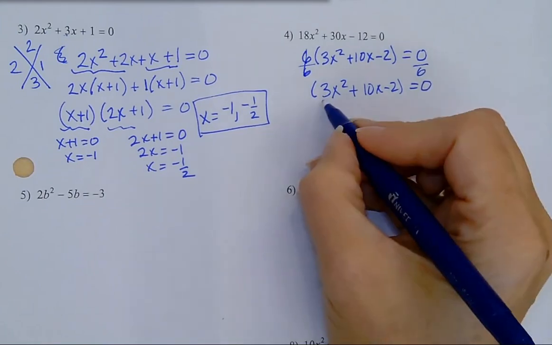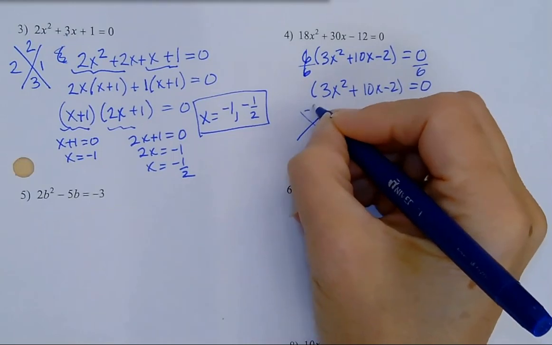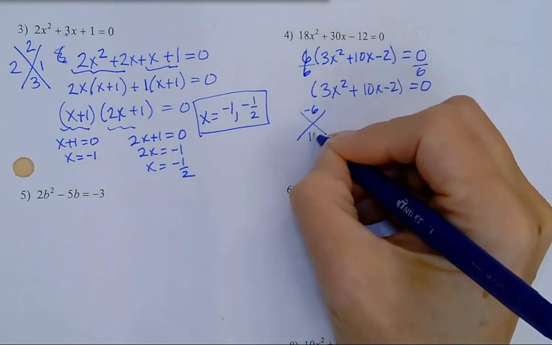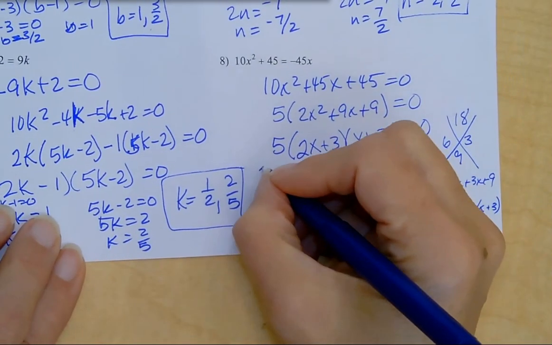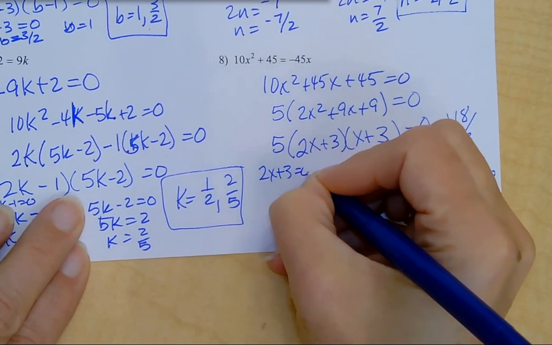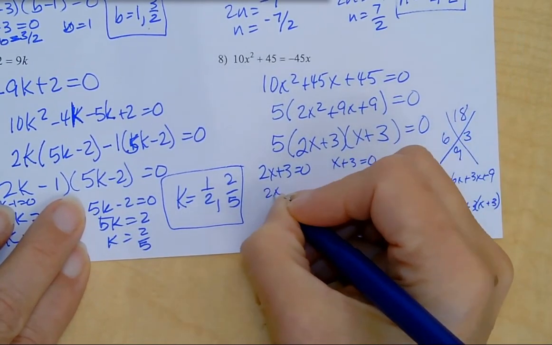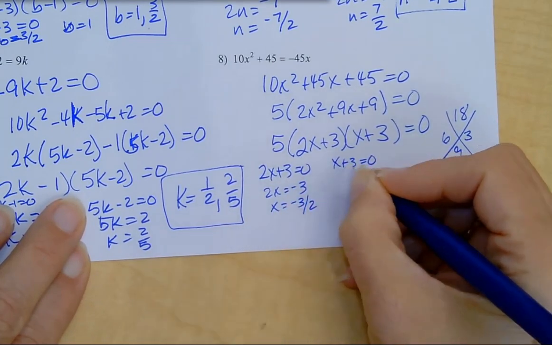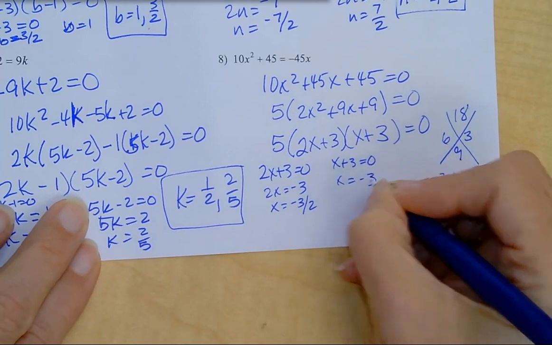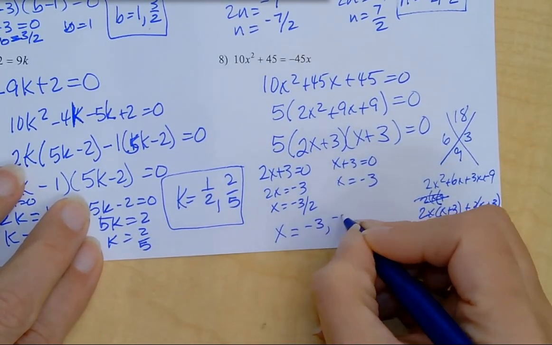No problem. All right, I need two numbers that multiply to give me 3 times negative 2, which is negative 6, and they have to add up to be 10. So 2x plus 3 equals 0, and also x plus 3 can equal 0. 2x equals negative 3, x equals negative 3 halves. My answers would be then x equals negative 3 and negative 3 halves.